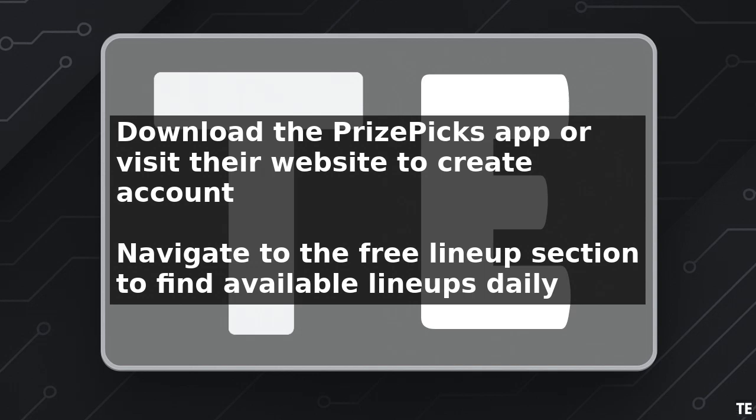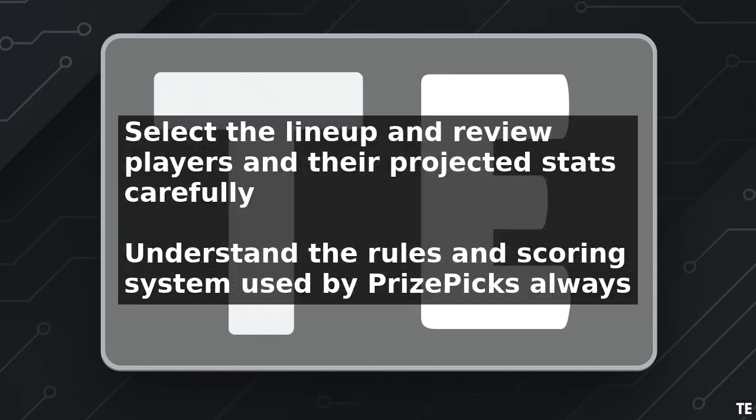Suppose you select a lineup with a player projected to score 20 points, and you pick over. If the player scores 25 points, you win. But if the player scores 15 points, you lose.